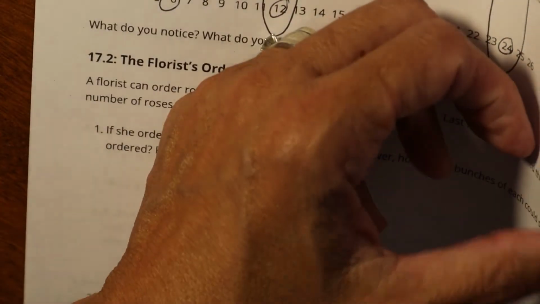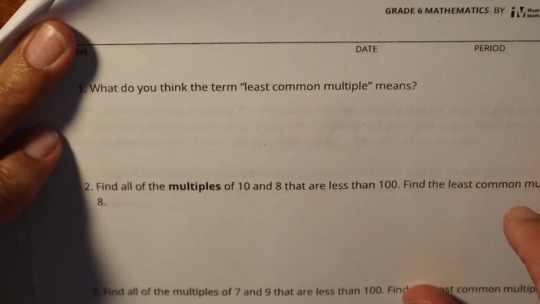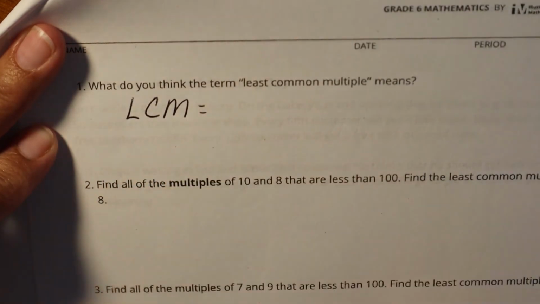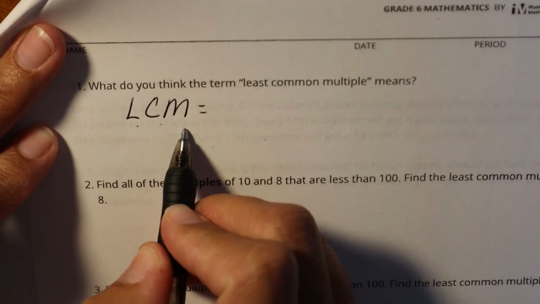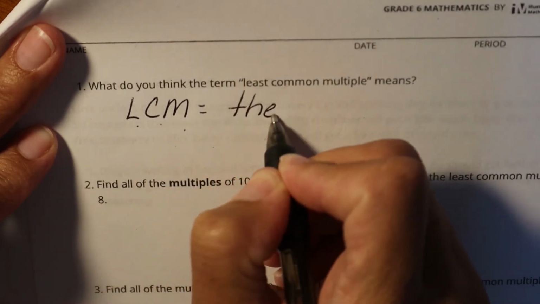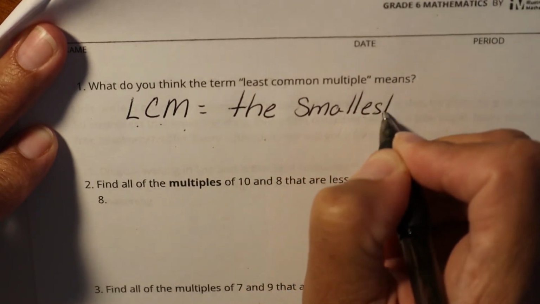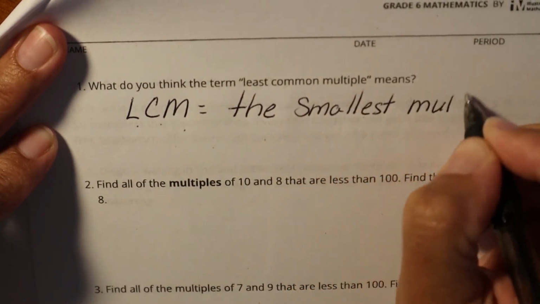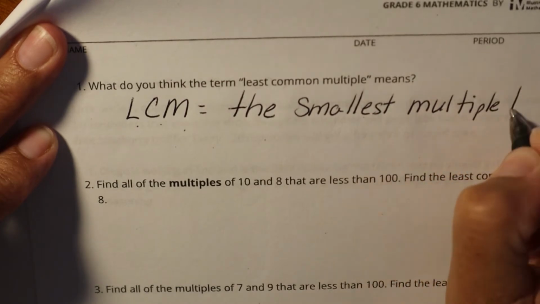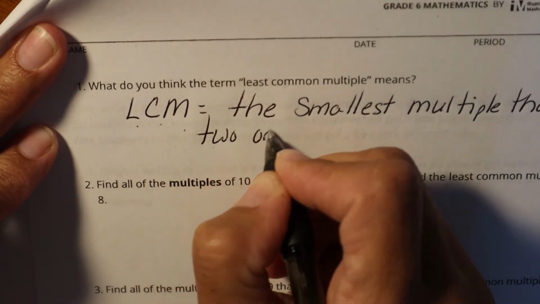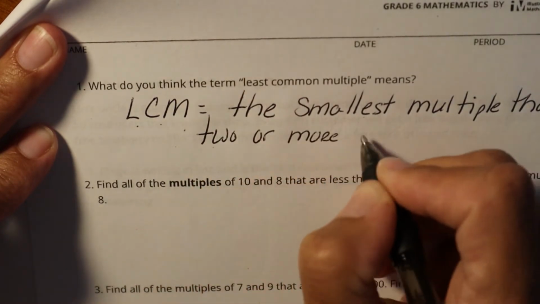Let's turn your page. The question is asking us, what do you think the term least common multiple means? Sometimes you're familiar with this, it's called the LCM, least common multiple. And we can define it by saying the smallest multiple that two or more numbers share.